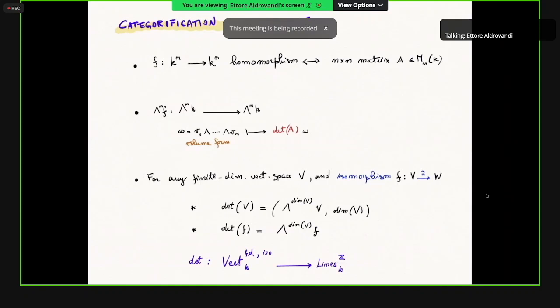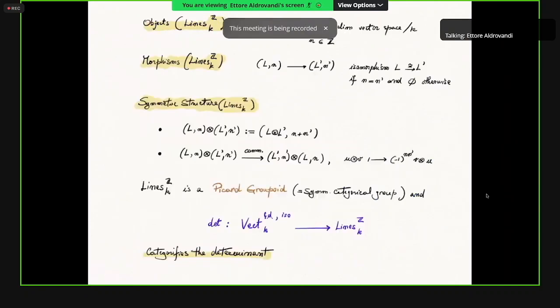So what that is is simply the following thing. The objects are just one-dimensional vector spaces over K, so copies of K, but not canonically so. And the second element of the pair is an integer, and the morphism is an isomorphism precisely when n is equal to n prime, and nothing otherwise. This is actually giving you a Picard groupoid, or in other languages, a symmetric categorical group.